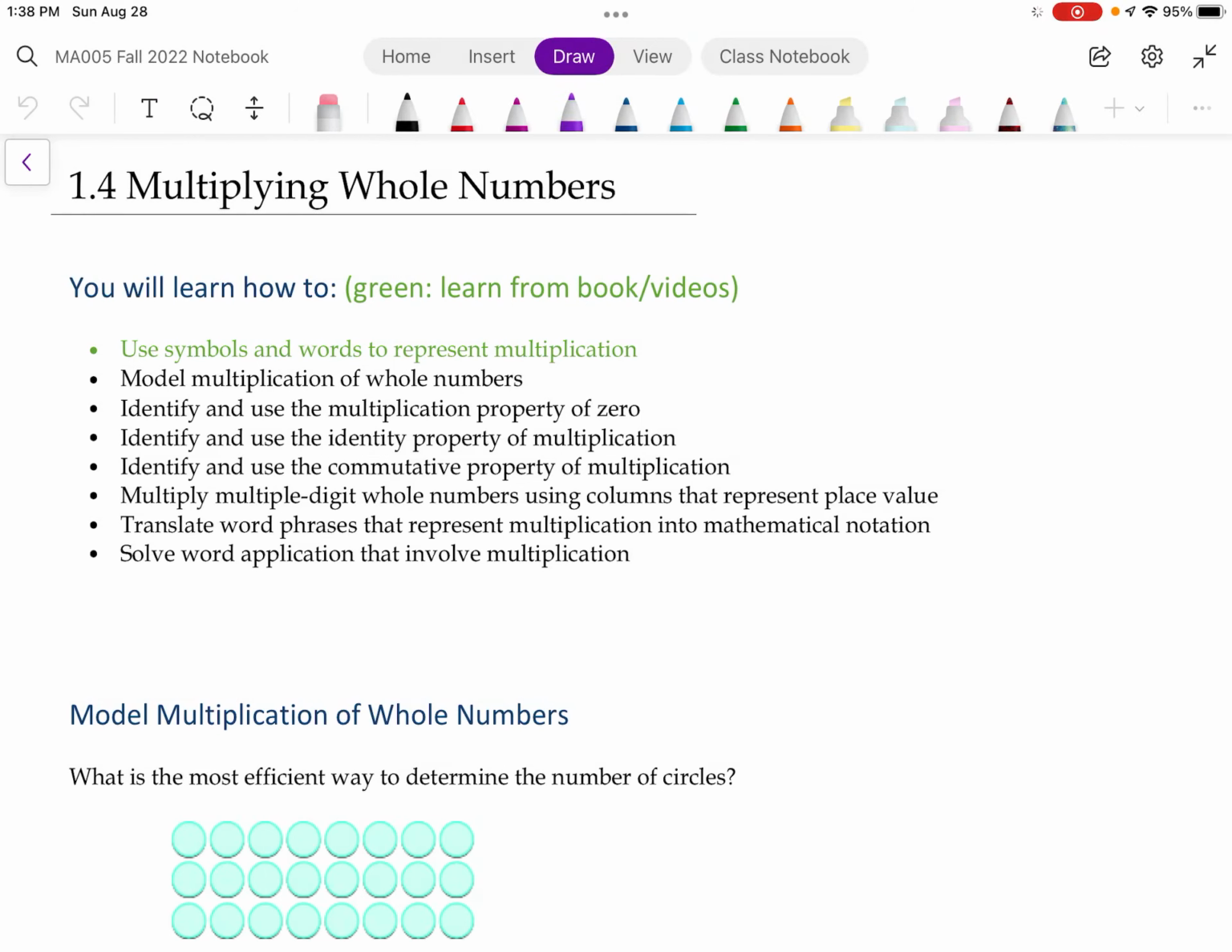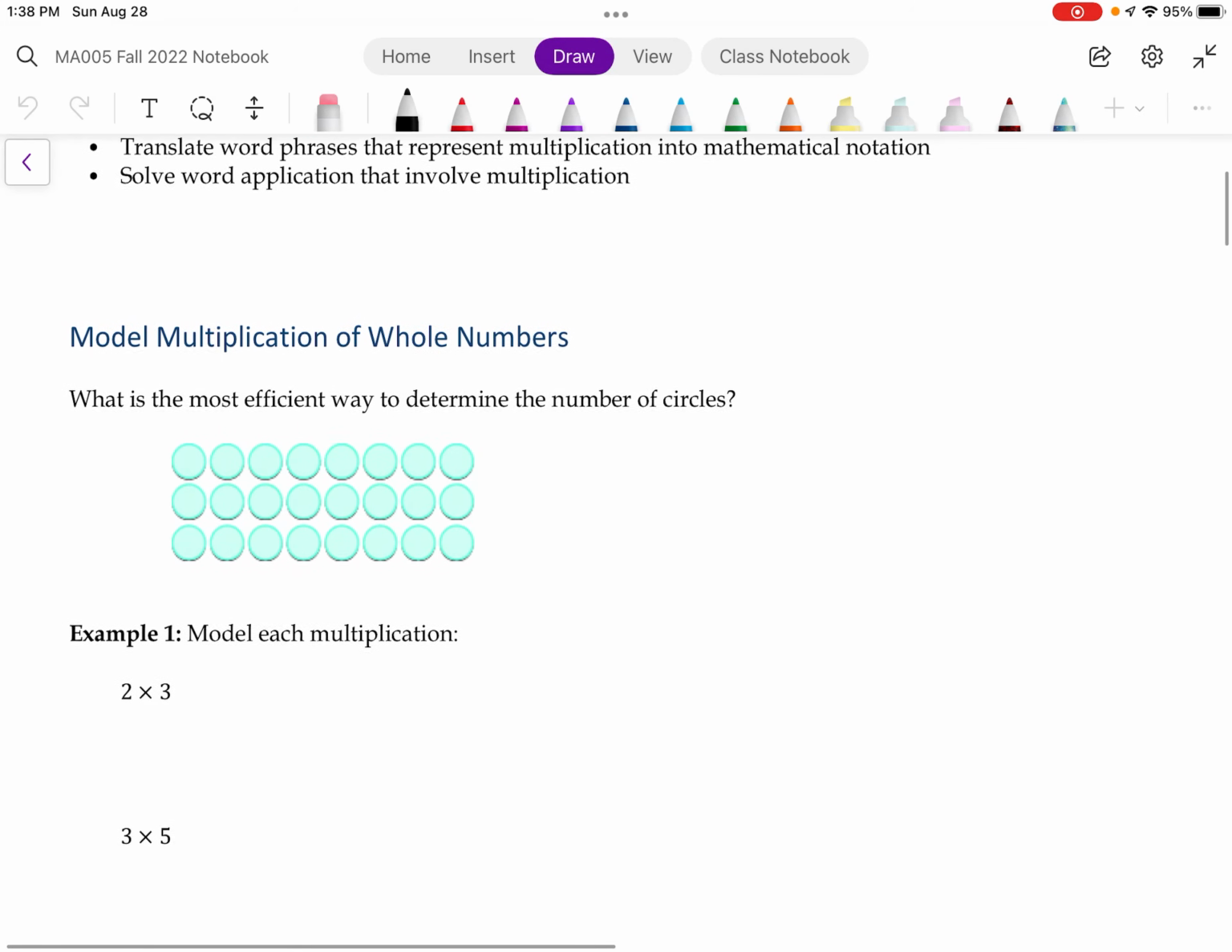Hello there, this is Professor Eckhouse, and I am going to talk today about section 1.4, multiplying whole numbers. Again, the things in green I am not going to take the time to talk about. There's plenty of videos and example problems in the book on using symbolism and words to represent multiplication.